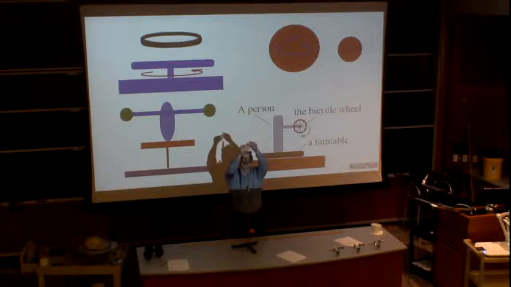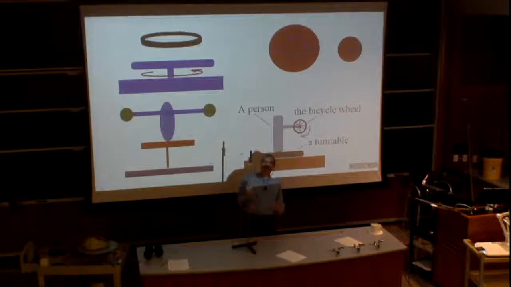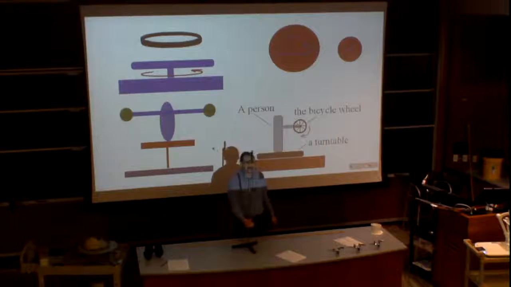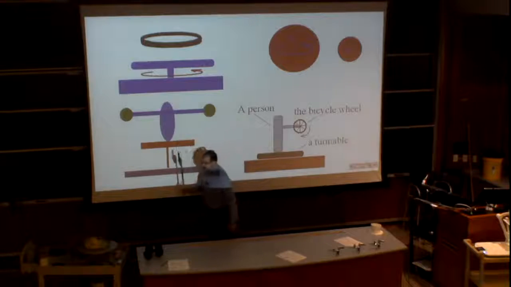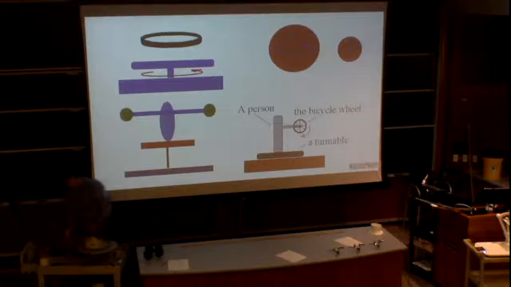What's going to happen if I give it a spin? Oops. And let's say I'm going to pull on the string. The radius decreases, it spins faster. The radius increases, it spins slower. This actually happens at lots of places in the universe.